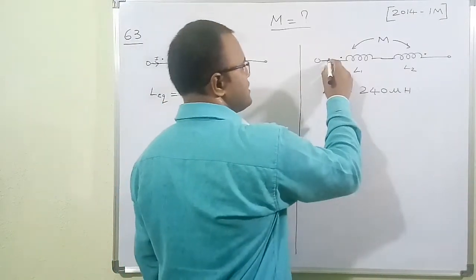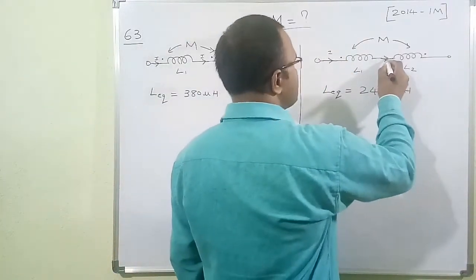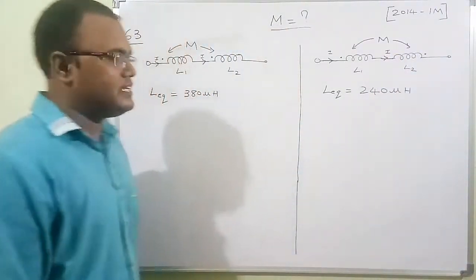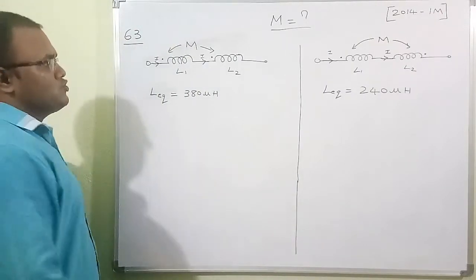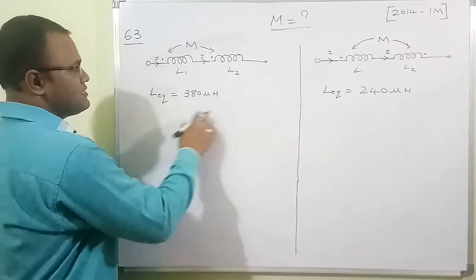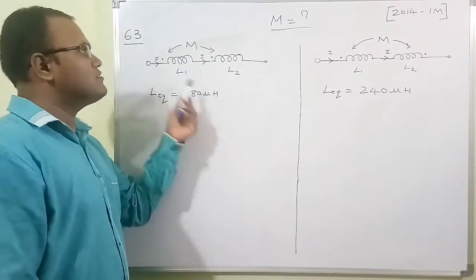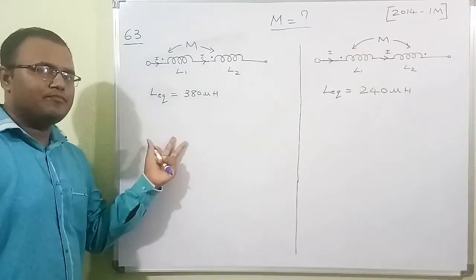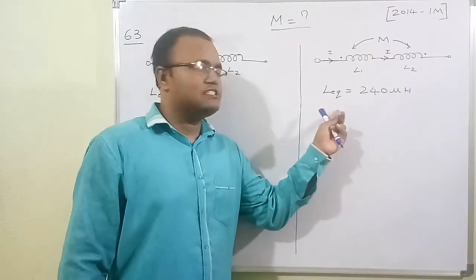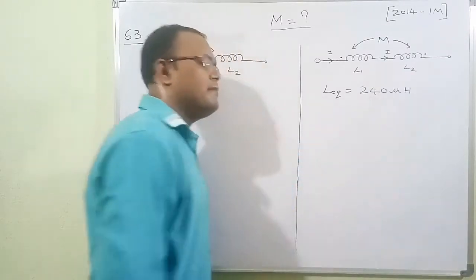In this connection, the current is entering the dot in the first coil and the current is leaving the dot in the second coil. Therefore, this connection is called series opposing, and the other connection is called series aiding. In the question, the equivalent inductance for series aiding is 380 microhenry, because in series aiding the equivalent inductance is more when compared to series opposition. In series opposition, the equivalent inductance is 240 microhenry.